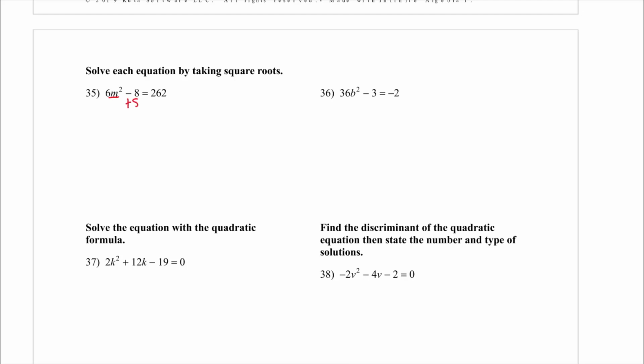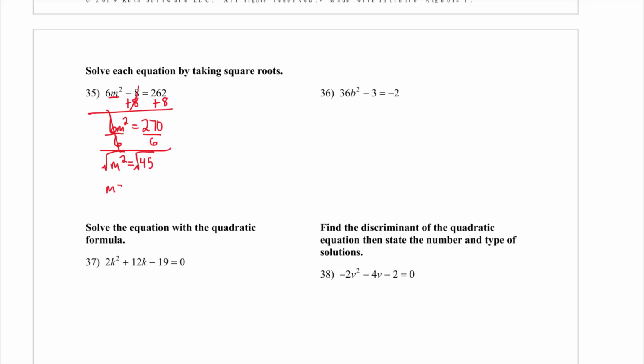So I want to start by adding 8, just like I would in a normal equation, back in the good old days when things were simple, like last semester. So 262 plus 8 is 270. Then I want to divide by 6. 270 is a big number, so I bet 6 goes into it evenly. 6 goes into 27 4 times with 3 left over. So then that's 6 into 30, which is 5. So now that m squared is by itself, now I'm ready to square root both sides.